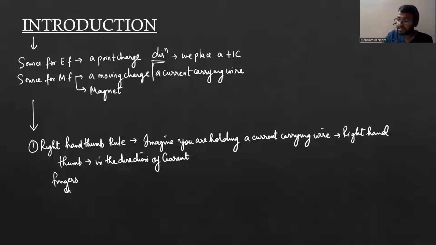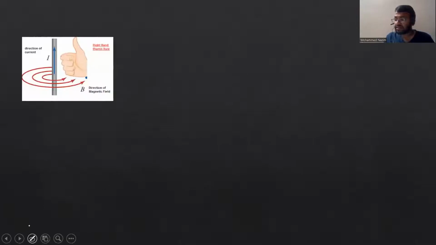Then the fingers encircled will give you what? The direction of magnetic field lines. This is the right hand thumb rule. We can just have an understanding. I have illustrated it through one diagram. Imagine you're holding a current carrying wire in your right hand such that the thumb points in the direction of current. You can also hold a pen along with me. So this arrow, this pointer, is pointing in the direction of current. You have to hold in such a way that the thumb is pointing in the direction of current. It's very important.